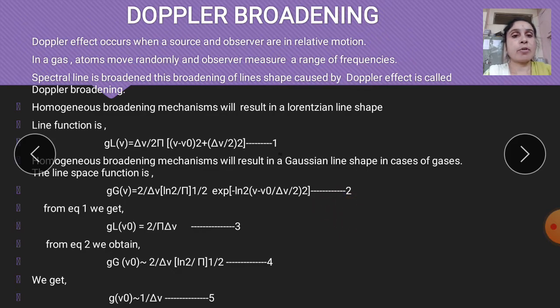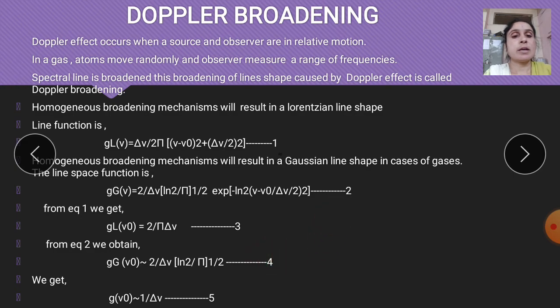From equation 1 we get GL of V0, where del V is the line width, equal to 2 by pi del V. This is denoted as equation 3. From equation 2 we get G of V0 approximately equal to (2 by del V) times (ln 2 upon pi) to the power 1 by 2. This is denoted as equation 4.